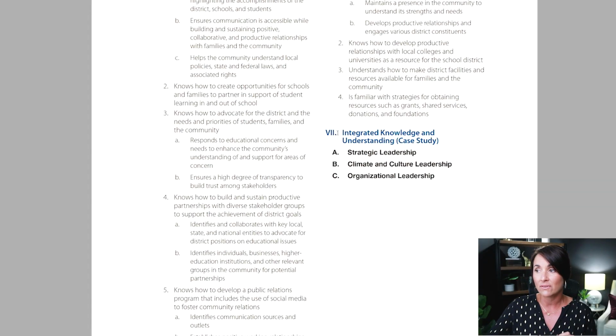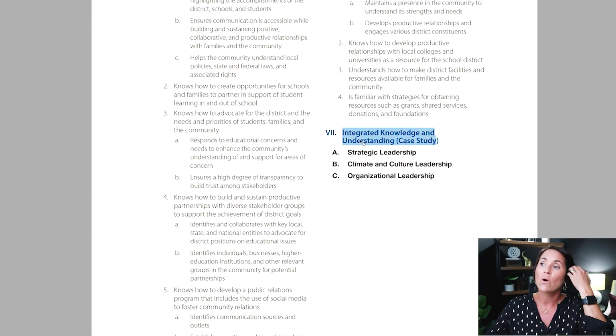And then we have the 7th content category, which is integrated knowledge and understanding of the case study. Now, we're going to talk about that in a different video. It looks a lot more difficult than it is. One thing I love about the Praxis constructed responses and the ETS constructed responses, that's who makes this exam, by the way, ETS, is they're very to the point. They give you a task, they want you to do the task, and that's all you have to do. No more, no less. So we will talk about that in another video, but just know, don't be too afraid of the writing. It's not that difficult.